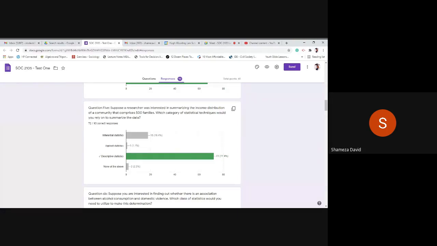You will find the mean. You will plot a bar graph. You will plot a histogram. And then you will find the standard deviation and all of those things. Those are all descriptive statistical techniques or methods.